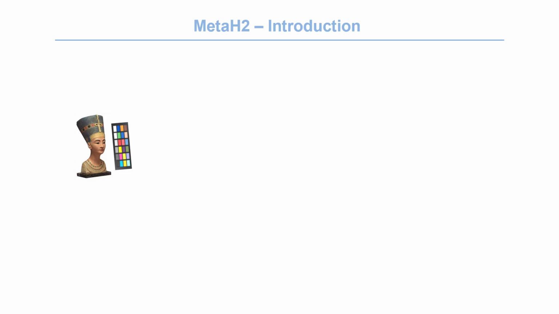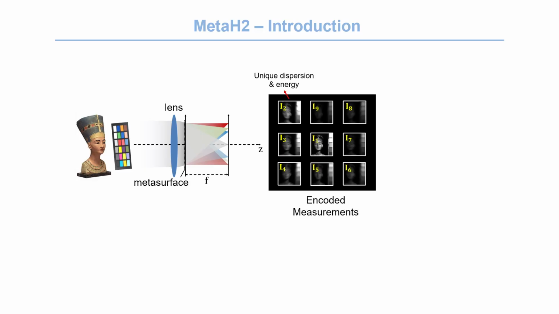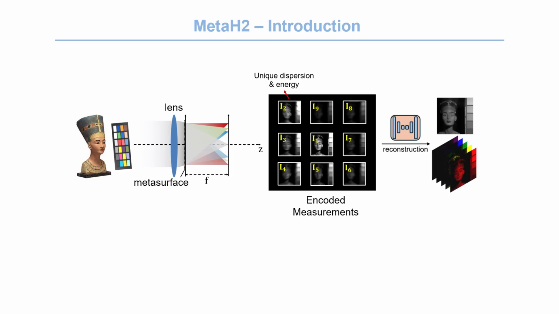In our system, incident light from a scene is first focused by a refractive achromatic lens, then modulated by a meta-surface that splits the wavefront into 9 distinct propagation directions, each carrying a different fraction of the incident energy. As a result, 9 sub-images, each uniquely exposed and spectrally dispersed, are formed on the photosensor. These measurements jointly encode spectral and radiometric information and are used as input to a deep neural network for the reconstruction.